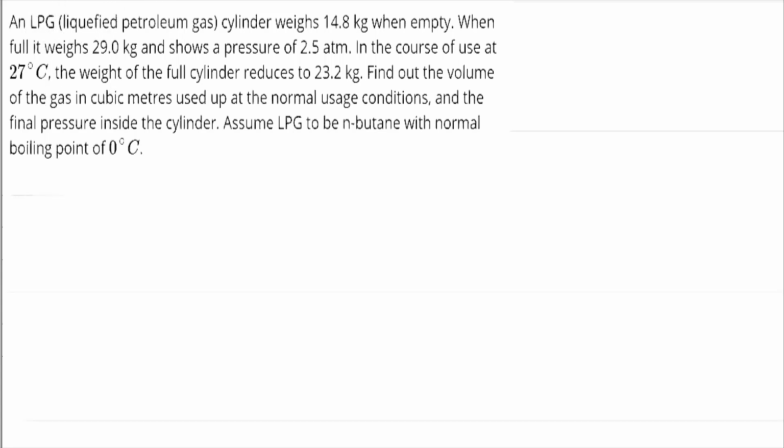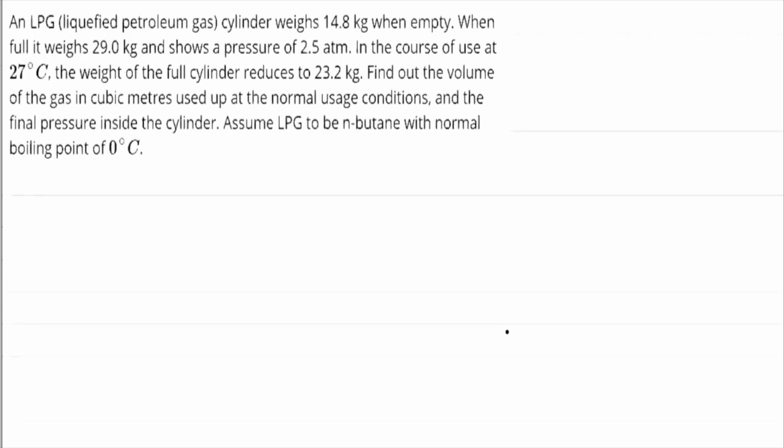The question says that an LPG, that is liquefied petroleum gas cylinder, weighs 14.8 kg when empty. When it is full, it weighs 29 kg and shows a pressure of 2.5 atm. In the course of use at 27 degrees Celsius, the weight of the full cylinder reduces to 23.2 kg. Find out the volume of the gas in cubic meter used up at the normal usage conditions and the final pressure inside the cylinder. Assume LPG to be n-butane with normal boiling point of 0 degree Celsius.